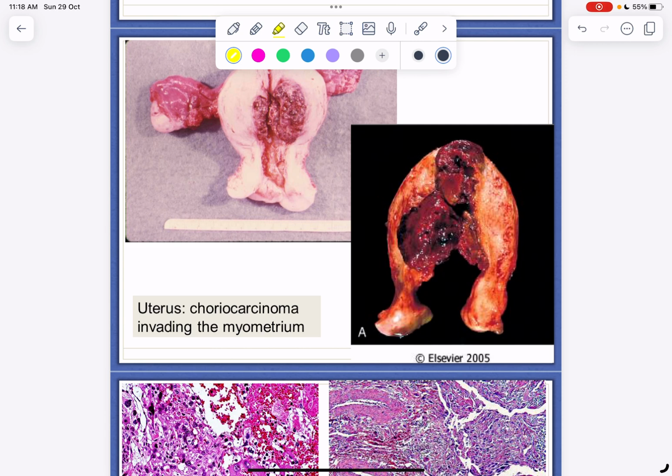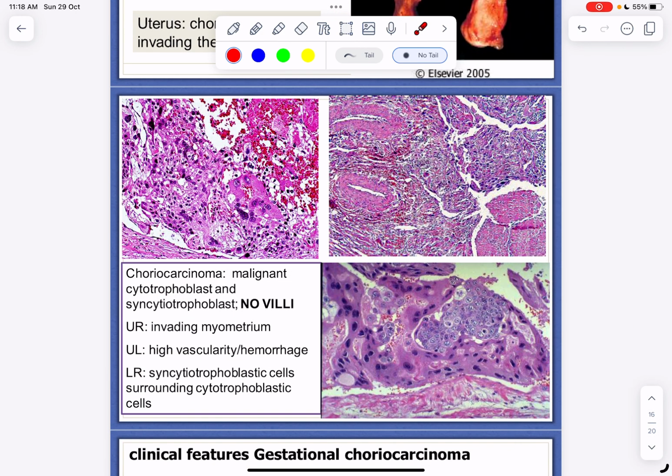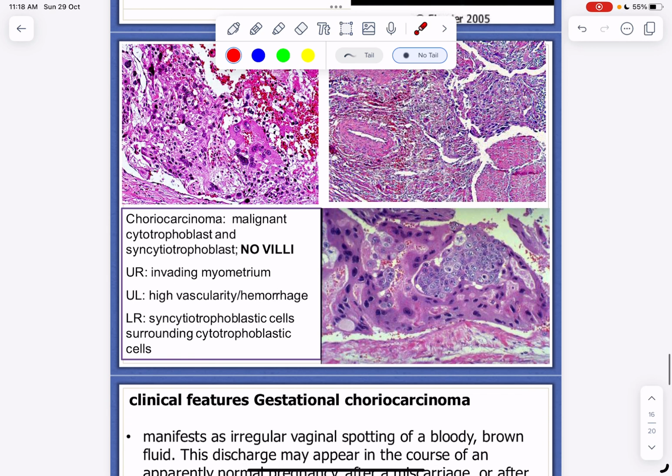This is the uterus, an opened uterus, with ovary and fallopian tube and an intrauterine tumor, and this is choriocarcinoma. Choriocarcinoma invading the myometrium. Here, it invades the myometrium and even reaches up to the serosal surface, up to the parametrium outside. Okay? And it is a hemorrhagic and necrotic tumor. Let us see. This is a choriocarcinoma, malignant cyto- and syncytiotrophoblast. Both of them are malignant.